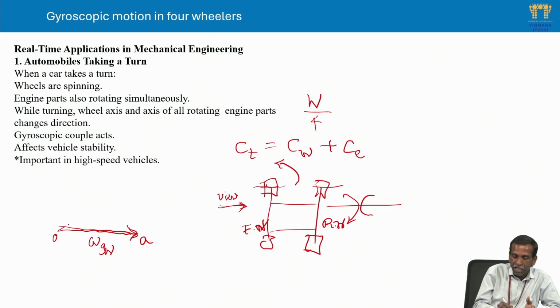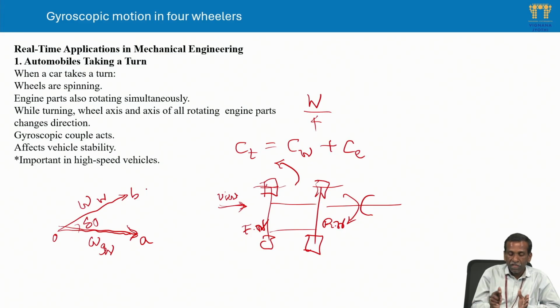Then it is given a left turn. Left turn means the axis of the wheels is going to turn by delta theta in delta t time. Let us say after rotation, the position of the spinning axis is OB. Then the change of this angular velocity is A to B, about the third axis. If you give clockwise rotation, then this vector is going to move from A to B. It is very much understood.